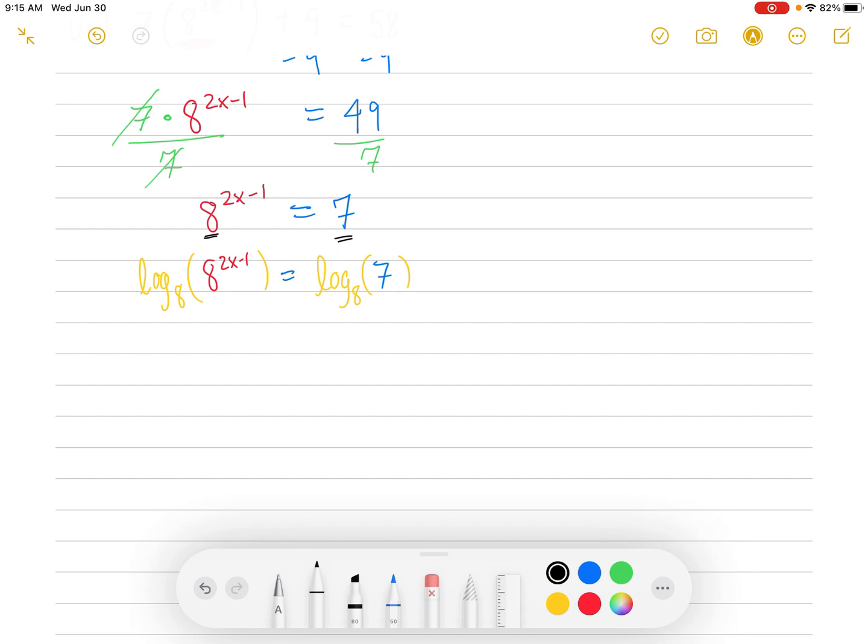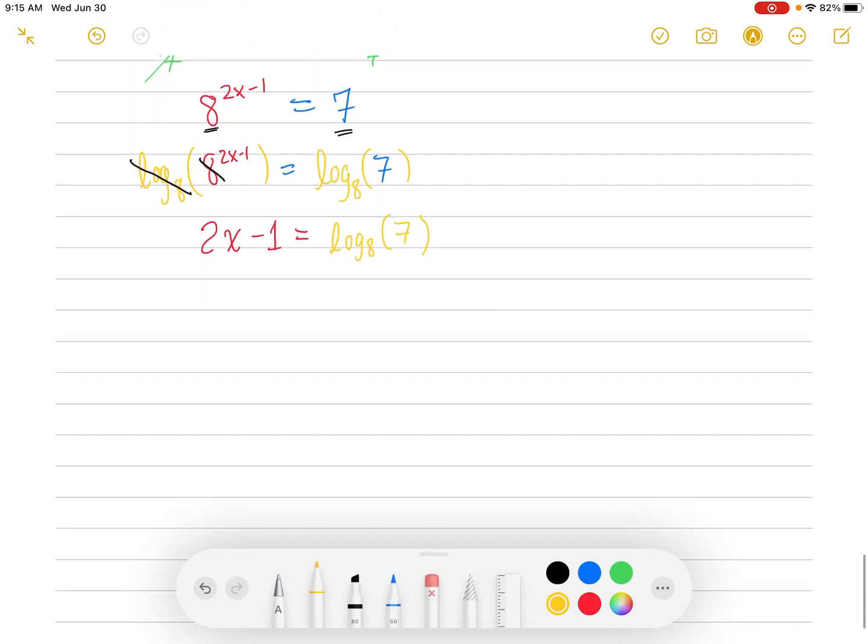So I'm going to take log base 8 of the left side, 8 to the 2x minus 1. I'm going to do it to the right side. I'll take the log base 8 of 7. So using our logarithmic inverse properties, we're going to take log base 8 and cancel it with exponential base 8, and we're going to have 2x minus 1 equals log base 8 of 7.